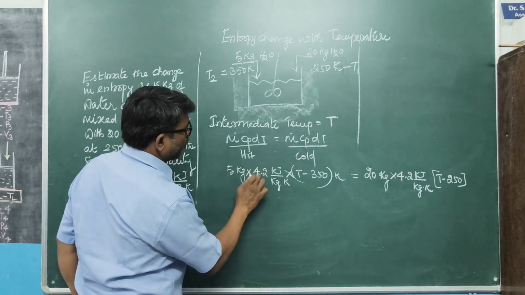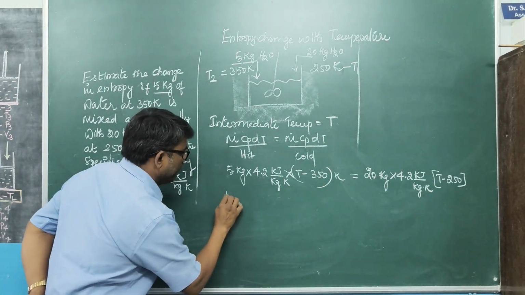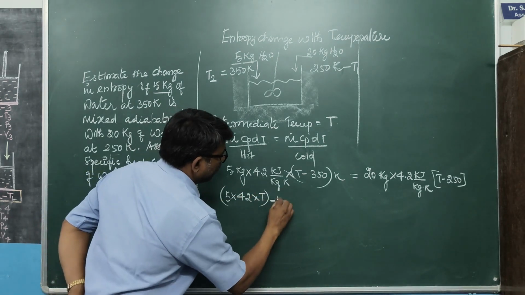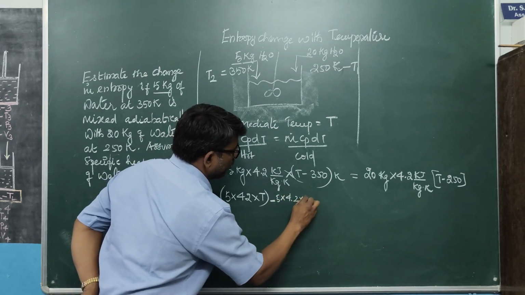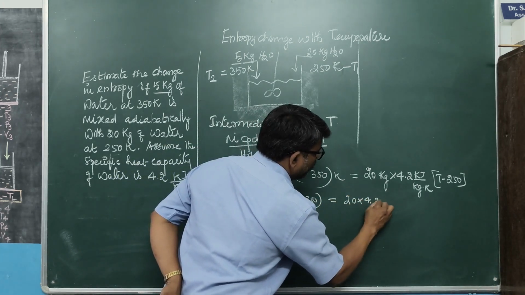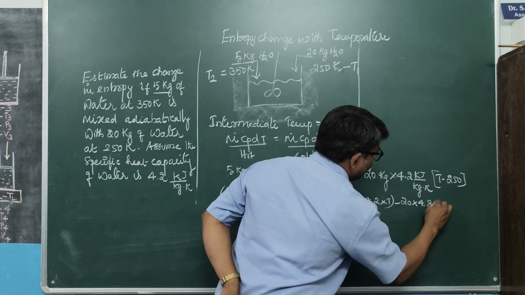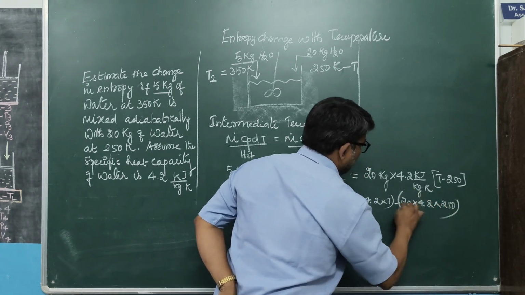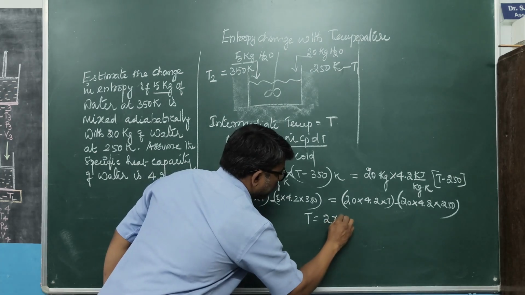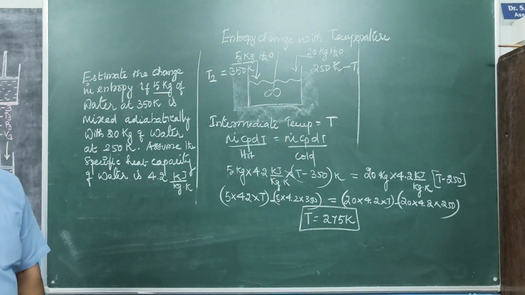Multiplying with each other, 5 into 4.2 into T, similarly 5 into 4.2 into 350. Clear? 5 into 4.2 into T minus 5 into 4.2 into 350. Similarly, 20 into 4.2 into T minus 20 into 4.2 into 250. On balancing this equation, the intermediate temperature T is found to be 275 degree Kelvin. Now the intermediate temperature was established.